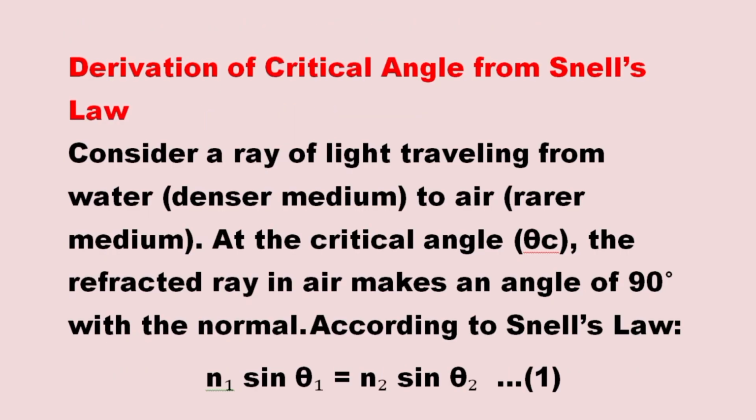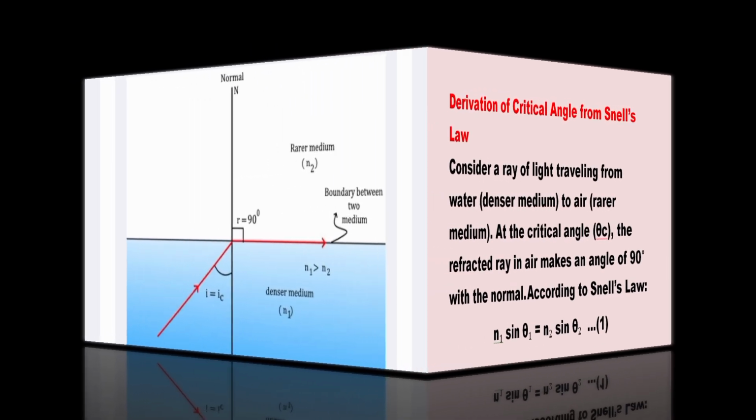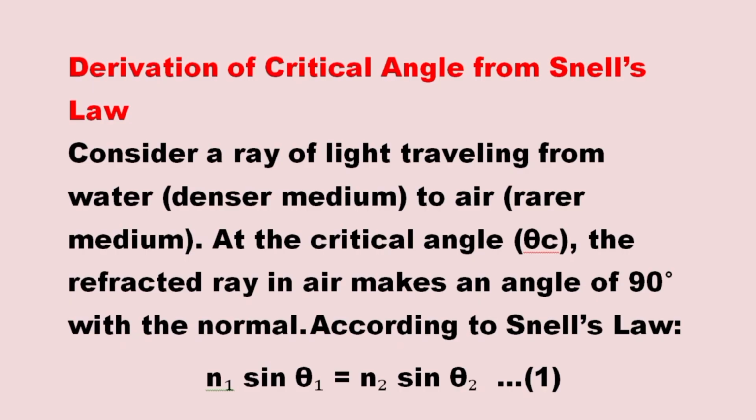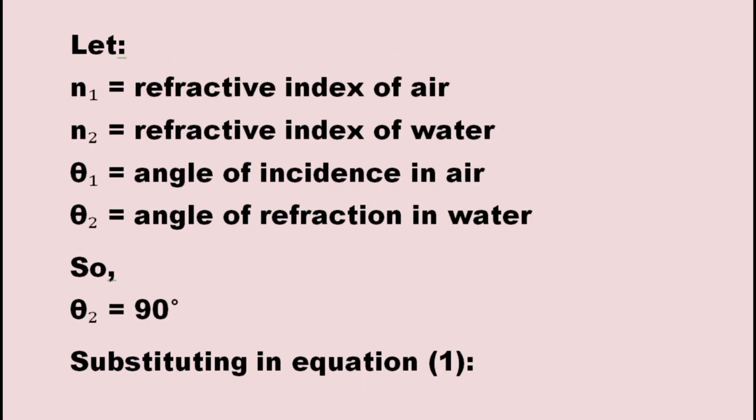Derivation of critical angle from Snell's law. Consider a ray of light traveling from water, denser medium, to air, rarer medium, as shown in figure. At the critical angle, the refracted ray in air makes an angle of 90 degree with the normal. According to Snell's law, n1 sin theta 1 is equal to n2 sin theta 2. This is equation 1.